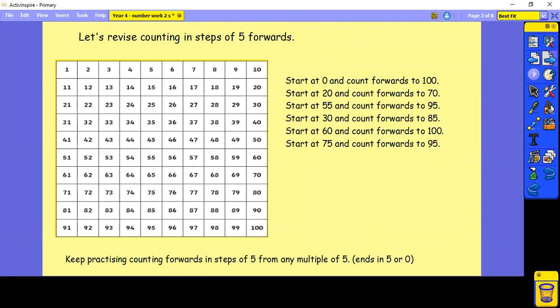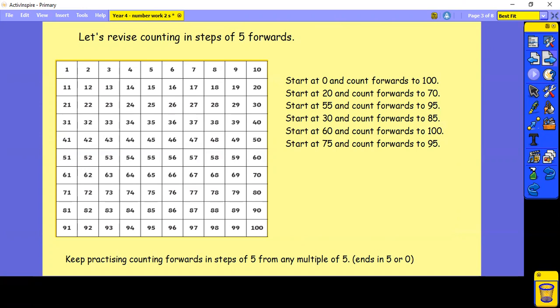So let's revise counting in steps of 5 forwards. Start at 0 and count forwards to 100. Start at 20 and count forwards to 70. Start at 55 and count forwards to 95. Start at 30 and count forwards to 85. Start at 60 and count forwards to 100. Start at 75 and count forwards to 95. Pause whilst you have a try.